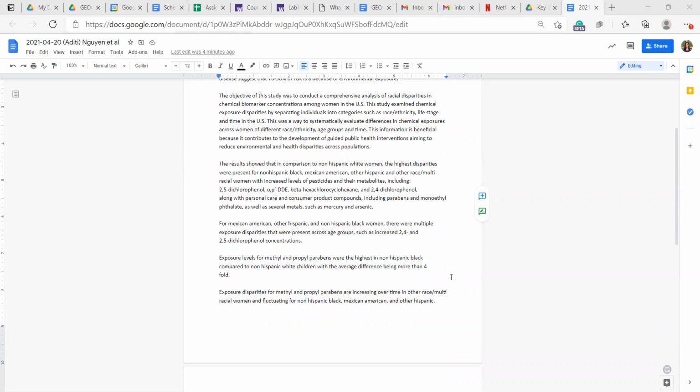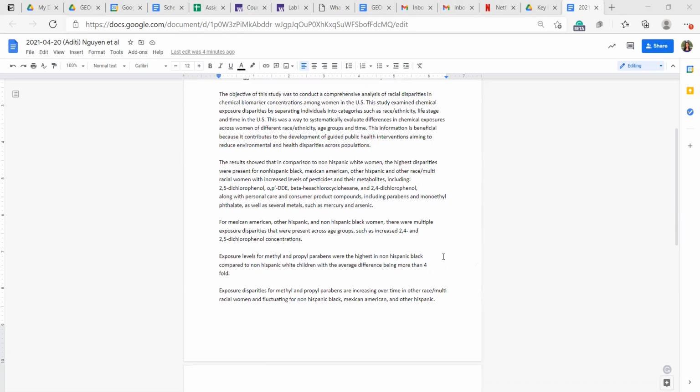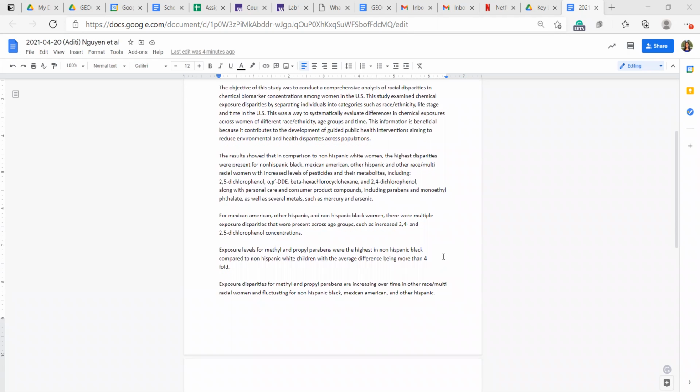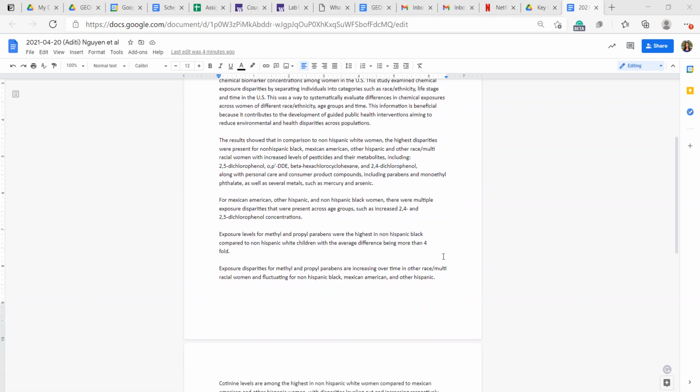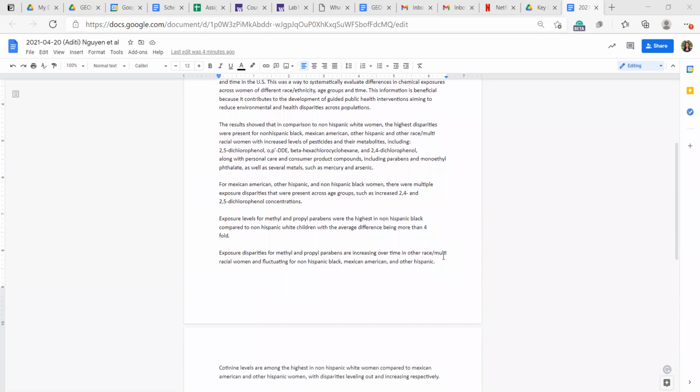The study examined chemical exposure disparities by separating people into categories, which included race and ethnicity, life stage, and time spent in the United States. This was a way to systematically evaluate the differences in chemical exposures in women of different race and ethnicity, age groups, and time spent in the country. This information is beneficial to the medical community because it contributes to the development of guided public health interventions and more focused interventions aiming to reduce environmental and health disparities across populations.